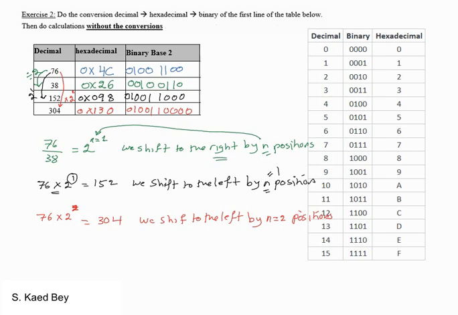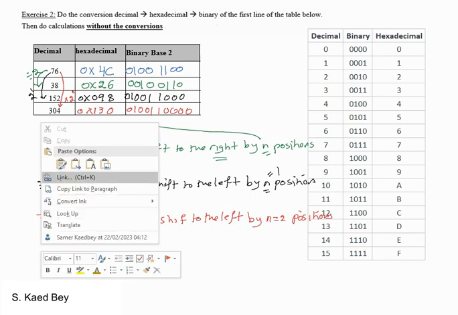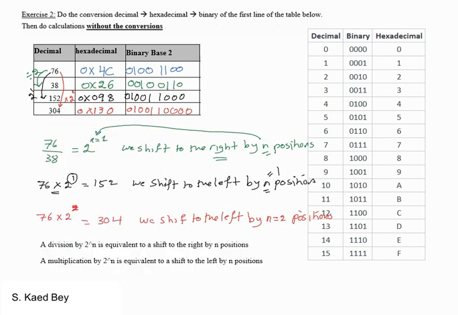In summary, we can write the following. If you divide by 2 to the power n, this is equivalent to a shift to the right by n positions. And if you multiply by 2 to the power n, you are shifting left by n positions.